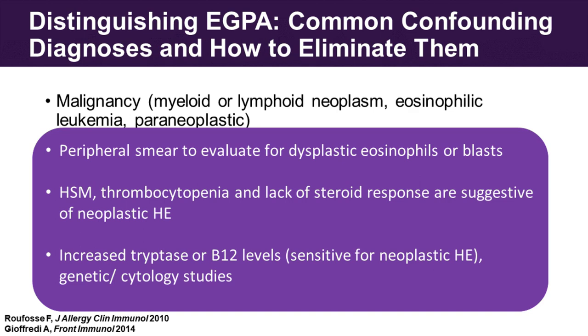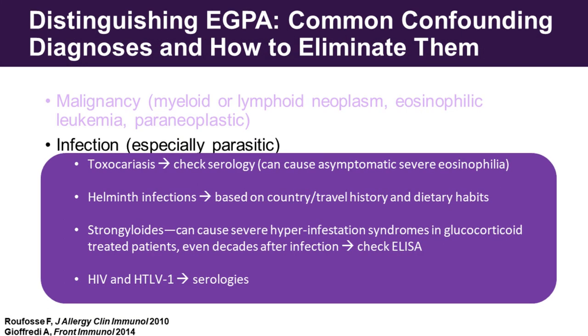And then, of course, if your suspicion is quite high, you're going to get some of the genetic and cytology studies. Second thing, infection, as I mentioned, especially parasitic. You want to get a thorough patient history. So toxocariasis, you want to check their serology. It can cause a very asymptomatic, severe eosinophilia.